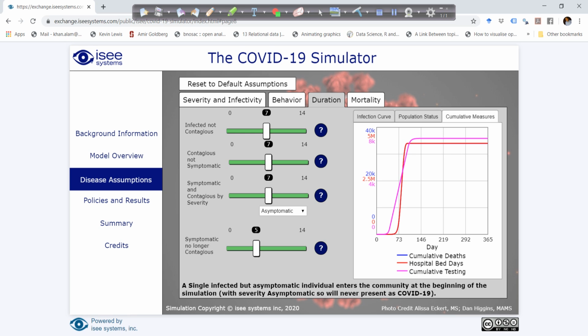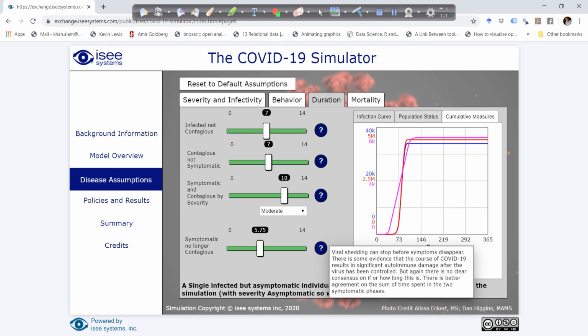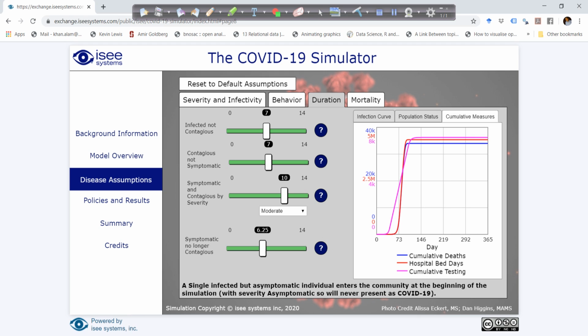And symptomatic and contagious, by severity. Let's say they're moderately severe, so that becomes around 10 days. And symptomatic but no longer contagious, this is maybe a very small amount of people, because if they are showing symptoms, then they are contagious. So let's make it 2 days only.